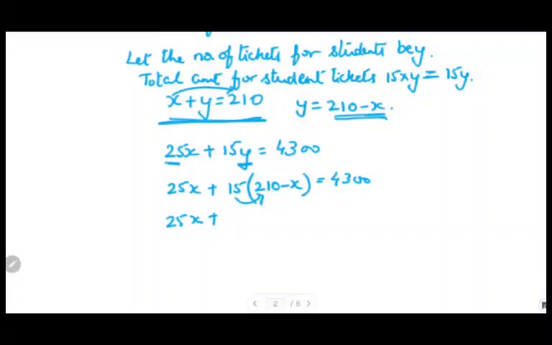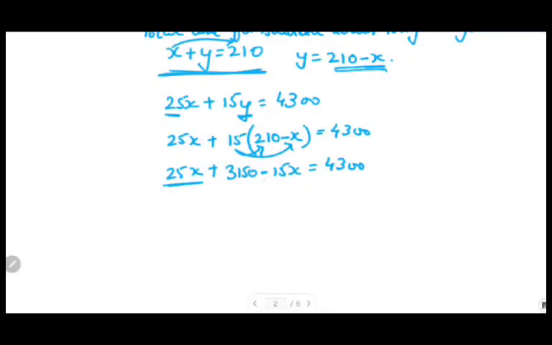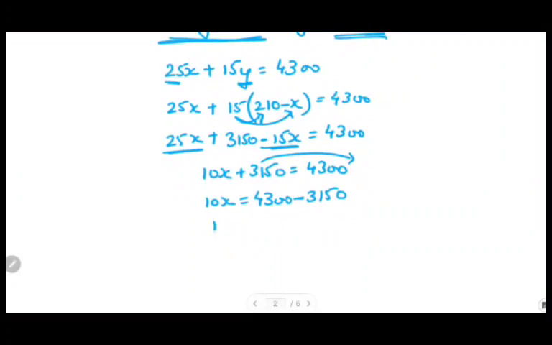25x plus 15 into 210, doing it on the calculator, children, makes it 3150 minus 15x, okay, is equal to 4300. 25x minus 15x gives me 10x plus 3150 is equal to 4300. 10x is equal to, I'm going to take this on the other side, it will become minus 3150. 4300 minus 3150: 0 minus 0, 0, 0 minus 5, it borrows a 1, so remainder 5, this has become 2, it's going to become 1, 4 minus 3, 1.